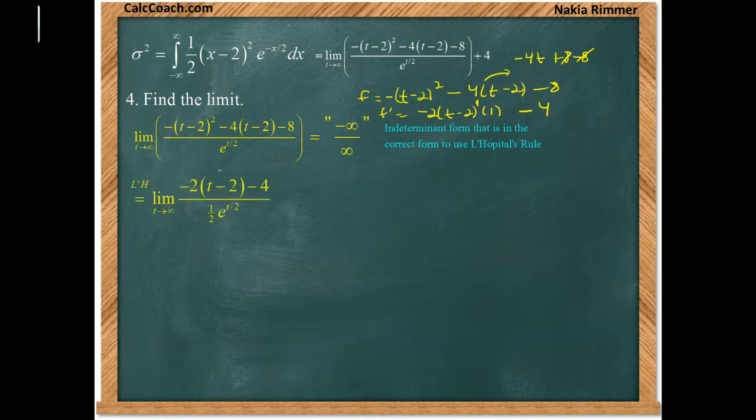And so we end up with negative 2 times the quantity of (t minus 2), take away 4 as your derivative of your numerator. Your denominator derivative is this same guy again, e to the t over 2, but then chain rule says multiply by the derivative of the exponent, so we multiply by a half. And we consider this as t gets big again, and we'll be back in the negative infinity over infinity form. But we made progress because we had it as a t squared, now we have it as a t.